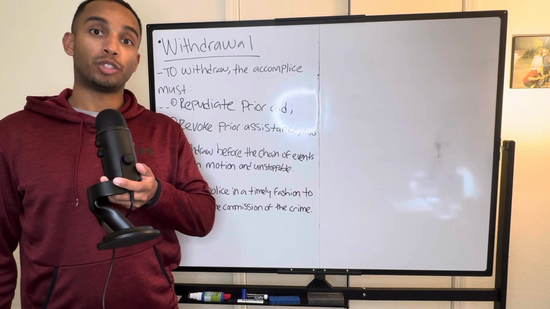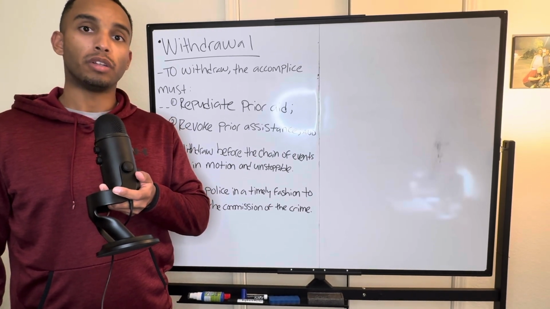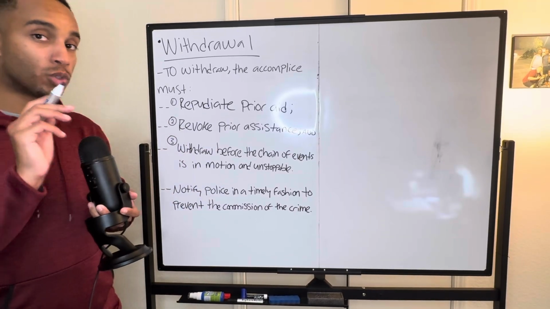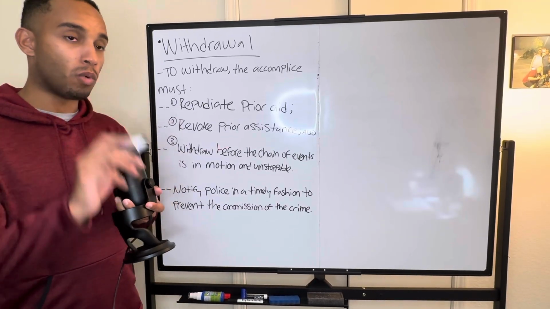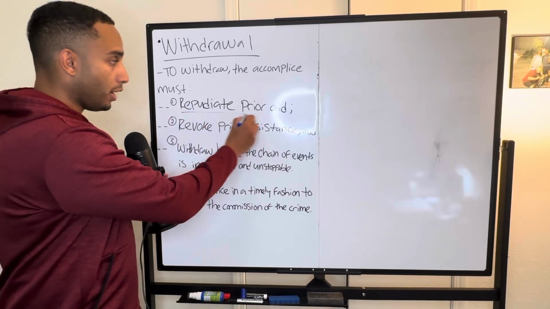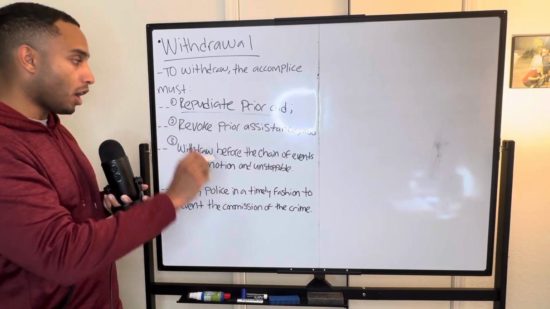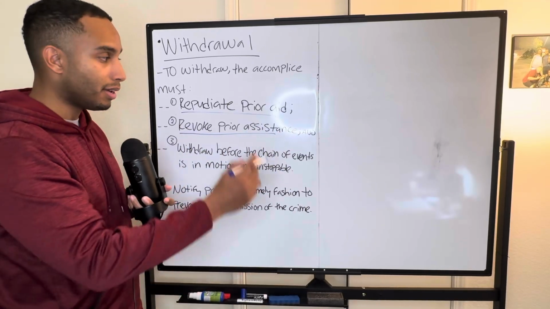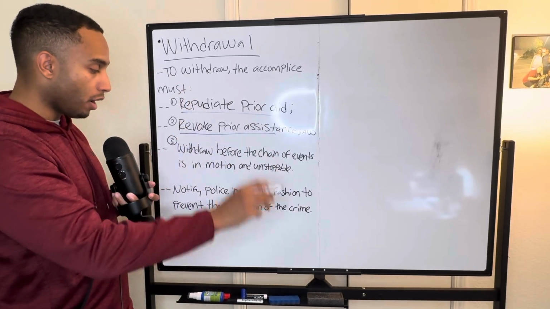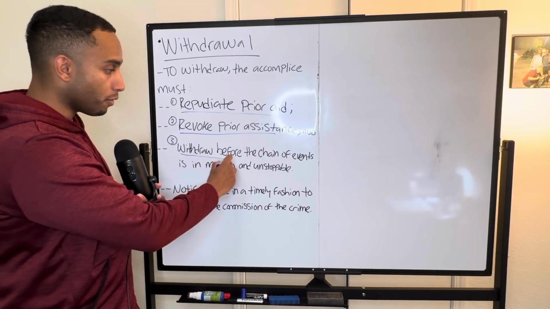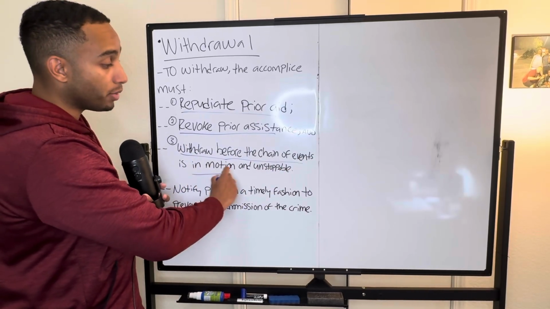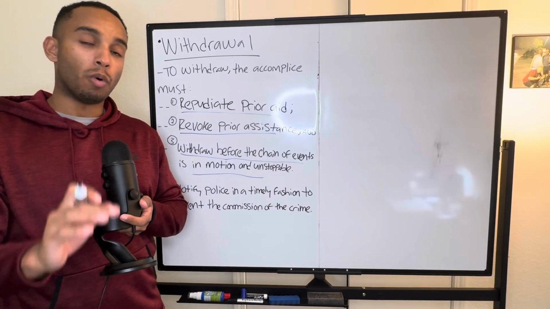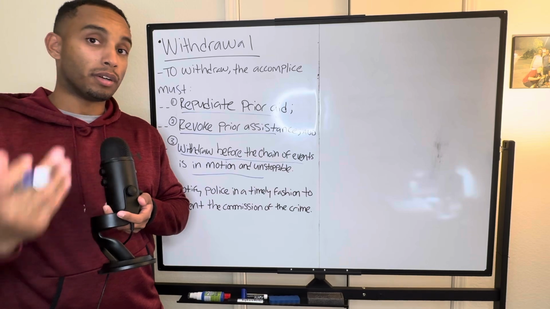The defense of withdrawal under accomplice liability. Let's walk through this defense one step at a time. In order for an accomplice to effectively withdraw under the law, the accomplice must, number one, repudiate prior aid. Secondly, the accomplice must revoke prior assistance to the principal. And lastly, the accomplice must withdraw before the chain of events is in motion and becomes unstoppable, meaning that the withdrawal must happen before the crime actually occurs.